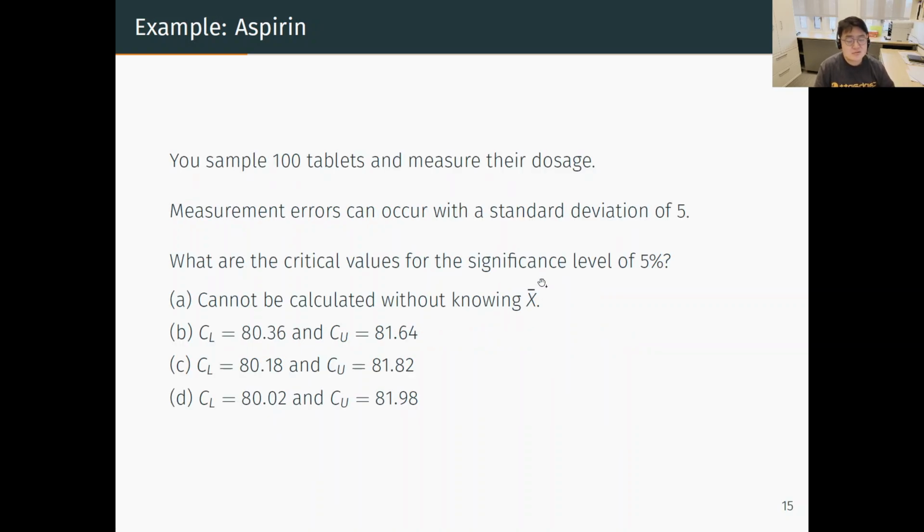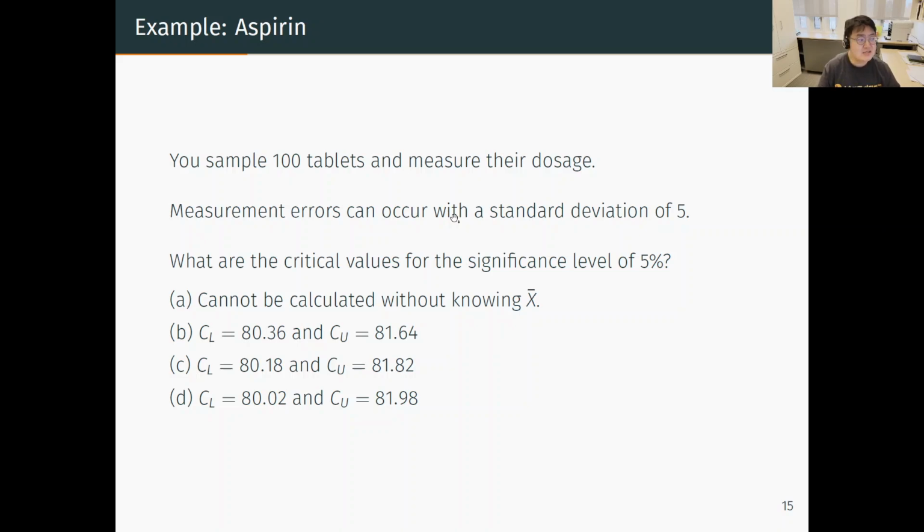Okay, then let's think about, like we learned the critical value approach in the previous slide, right? Suppose that you randomly sample 100 tablets of aspirin and measure their dosage. But suppose that measurement errors are common, and can occur with a standard deviation of 5. Suppose that the standard deviation is known for now, for simplicity, and you can imagine that this measurement error depends on the scale you are using. So the scale has a standard deviation of 5, right?